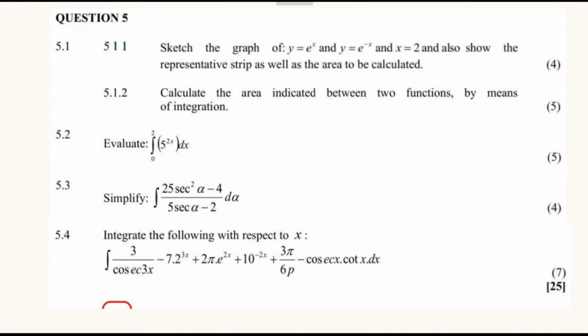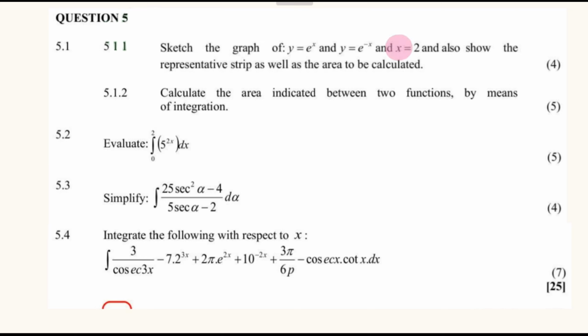My name is Bino. In this video, we go through question 5 from the August 2025 N4 Mathematics question paper. Question 5.1.1, we sketch the graph of y equals e to the power x and y equals e to the power negative x and x equals 2, and we also have to show the representative strip as well as the area to be calculated.